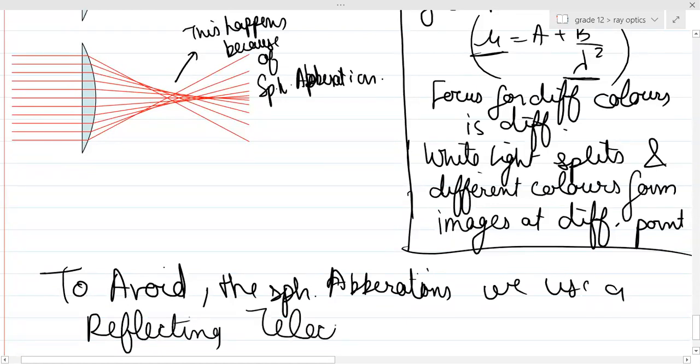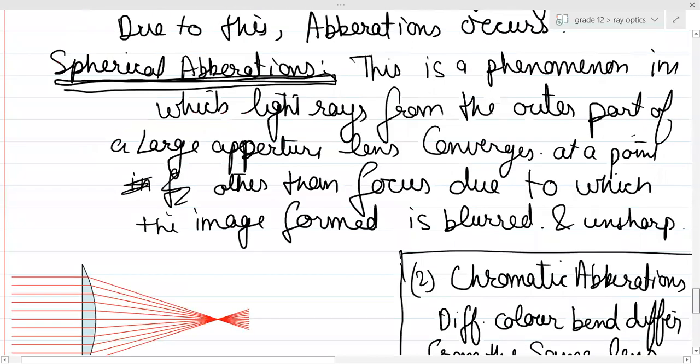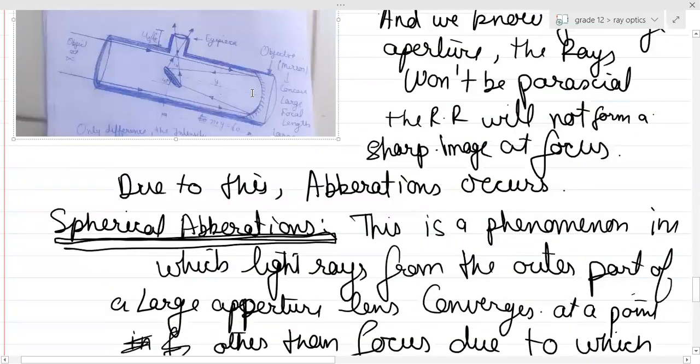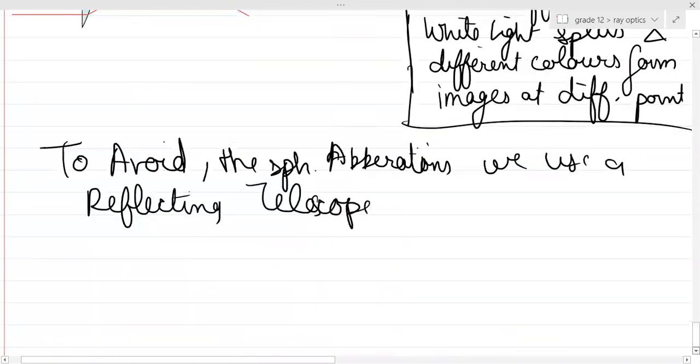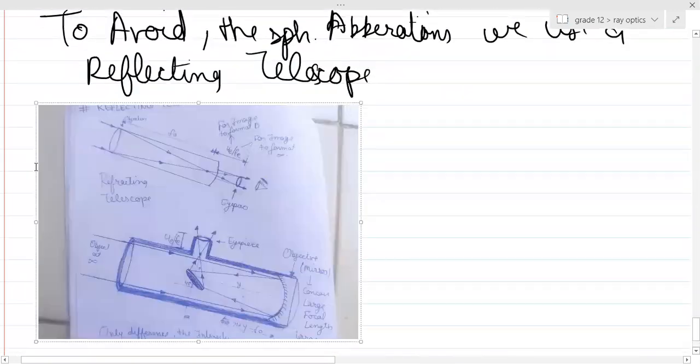Is it clear, guys? Is it clear what is the reflecting telescope? So basically, to avoid all these aberrations in the case of refracting telescope, we use this reflecting telescope.